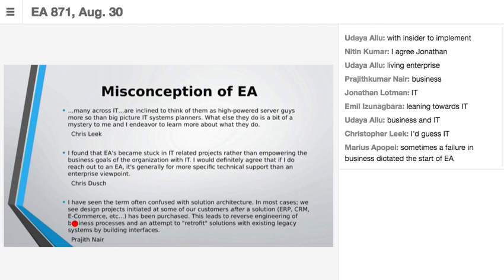And project, I have seen the term often confused with solution architecture. In most cases, we see design projects initiated at some of our customers after a solution. So these are typical, and this misconception often has to do with historically where EA came out of. It came out of IT.